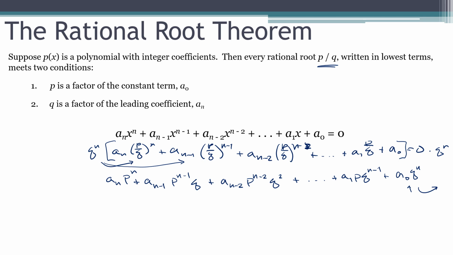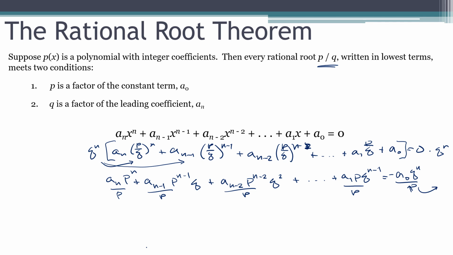I'm going to get this, and it's going to become equals minus a0 q to the n. Okay, now take a close look at that left-hand side. You'll notice every term on the left-hand side has a p in it. That means I can factor that p out. And then here's what I'm actually going to do. Let's divide both sides by p. So every term over here, the whole thing gets divided by p.